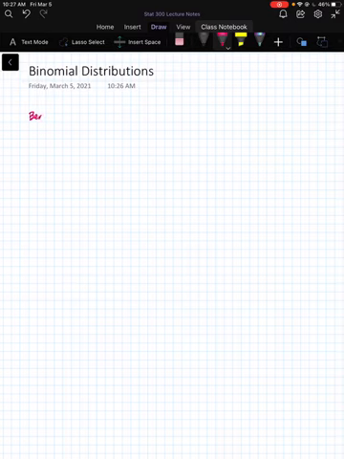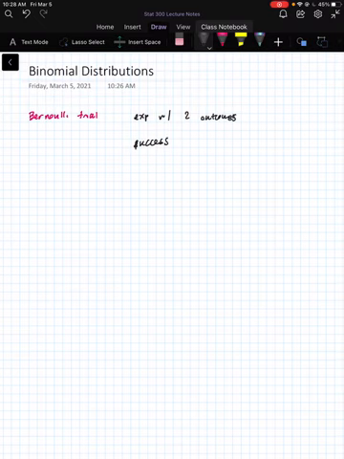We'll have to start with defining what we call a Bernoulli trial, which is an experiment that has only two outcomes. We denote one of the outcomes as success, and the other one is failure. So we have two outcomes, success and failure. The probability of success is lowercase p, and the probability of failure is 1 minus p. Okay?